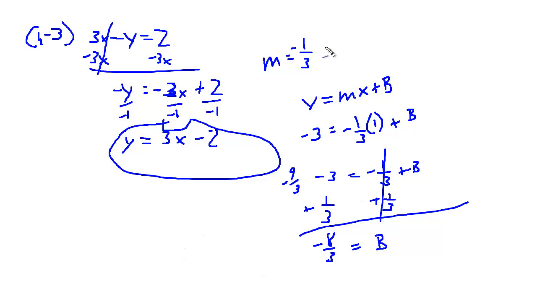Now I know my slope, and now I know my y-intercept, so I get my answer of y is equal to negative 1/3 x minus 8/3.